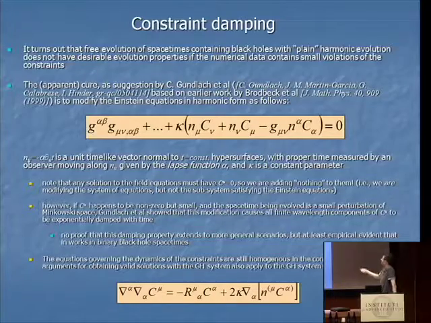And so Karsten was able to prove that, at least if you take Minkowski space with small perturbations that violate the constraints, then this does exponentially damp those violations away. For black hole space-times, there's no proof that it works, but empirically it does.